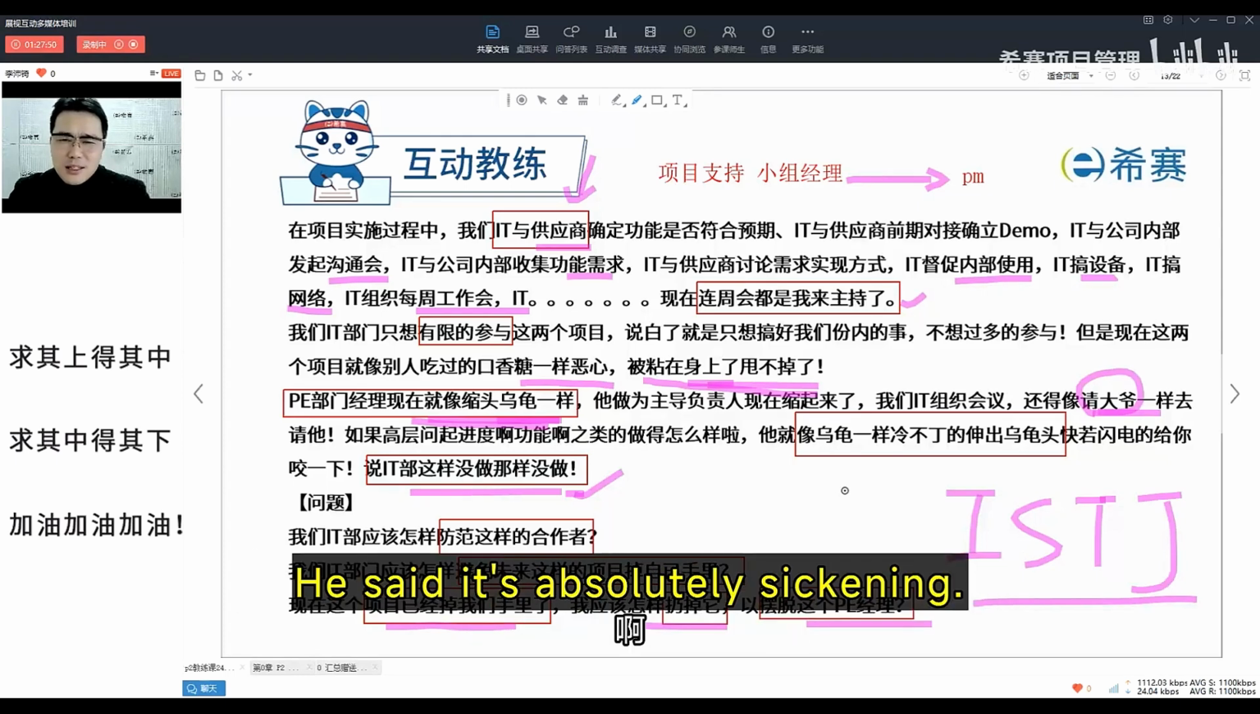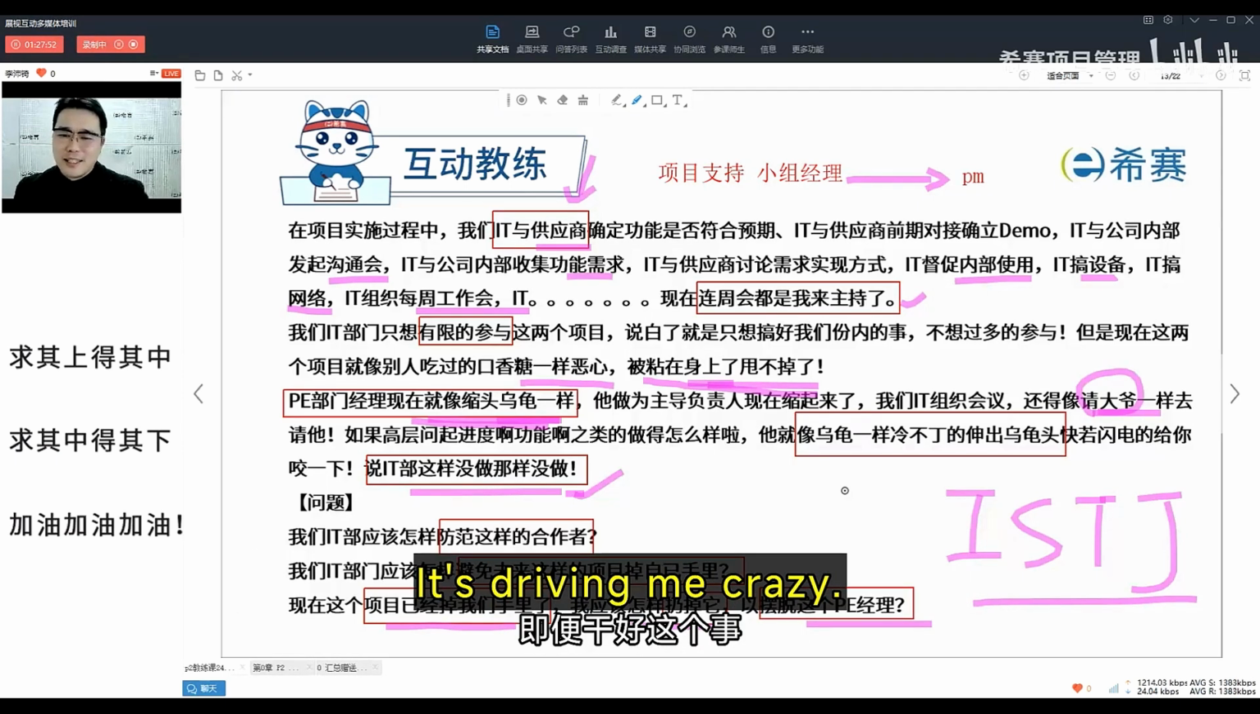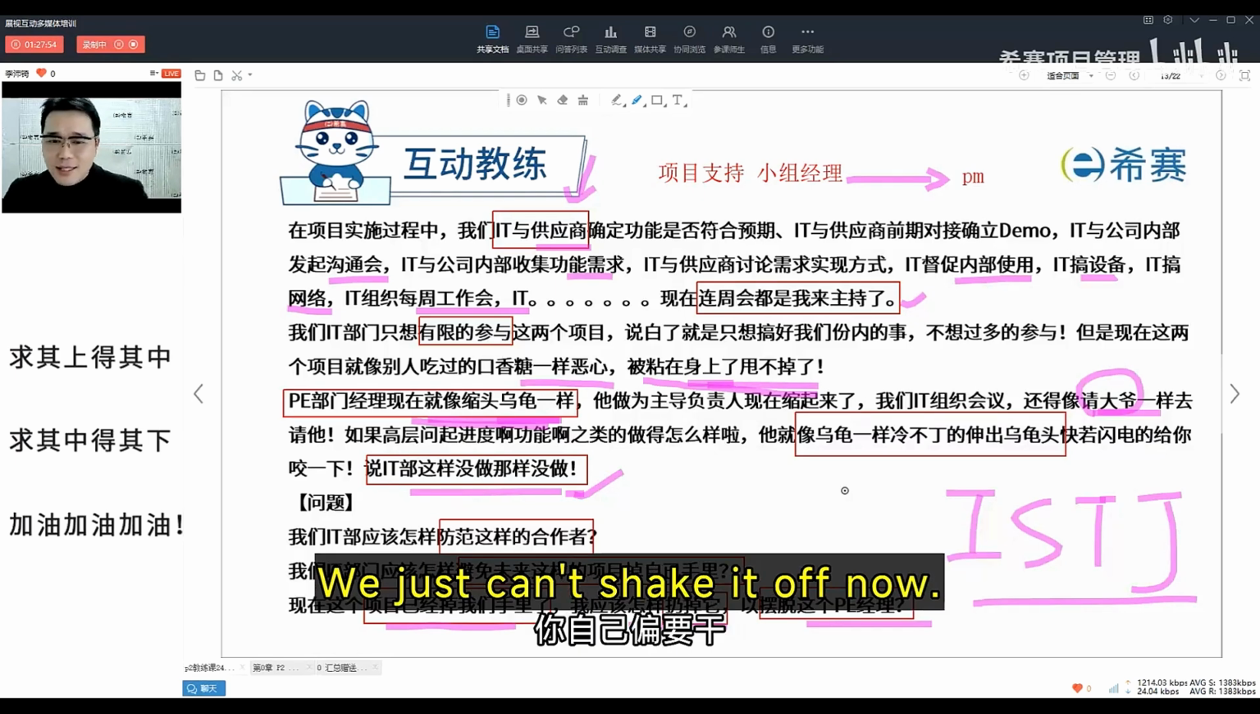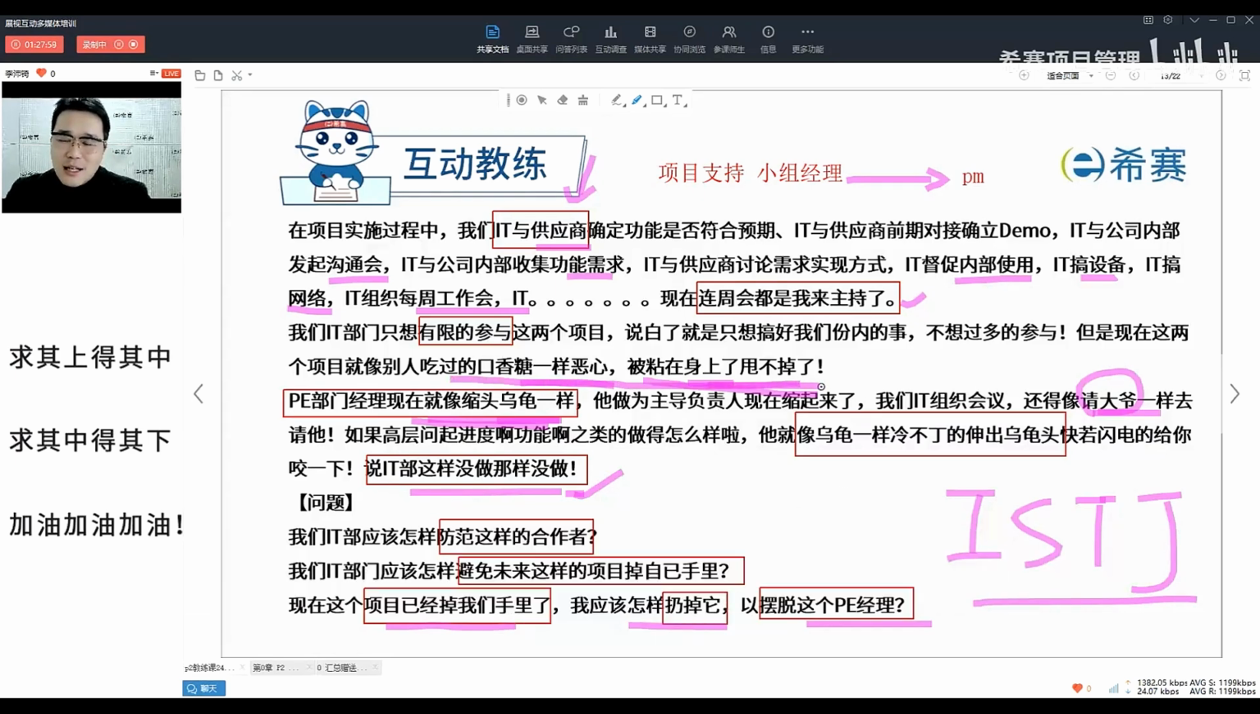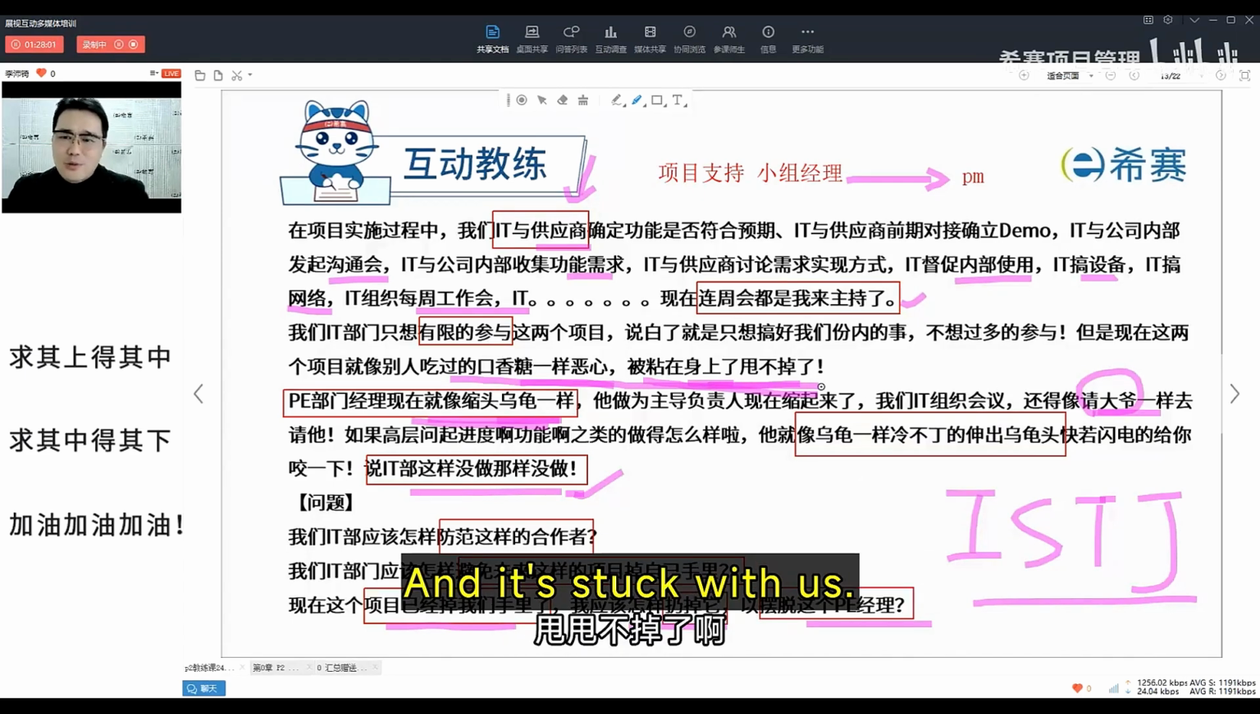Didn't you? He said it's absolutely sickening. It's driving me crazy. Now we're in too deep to back out. We just can't shake it off now. It's exactly as he described. It's like having someone wild on your back. It's clinging to you and won't let go. It's repulsive to even touch. And it's stuck with us.